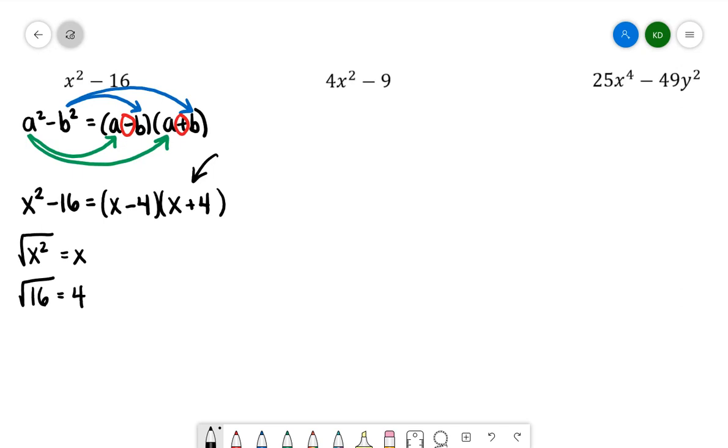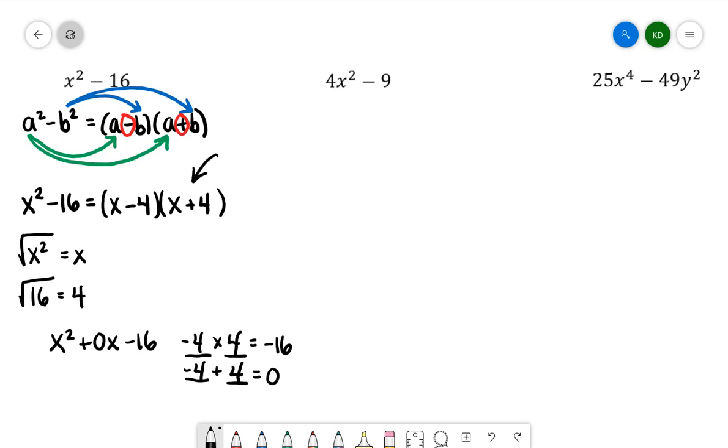The other way of doing this question is thinking back to trinomial factoring. I could rewrite this expression as x squared plus 0x minus 16. Now this looks like a trinomial, and you may have been shown that you can factor a trinomial by finding two numbers that multiply to the product of the first number and the last number. So 1 times negative 16 is negative 16. Those same two numbers have to add to the middle value, which in this case is 0.